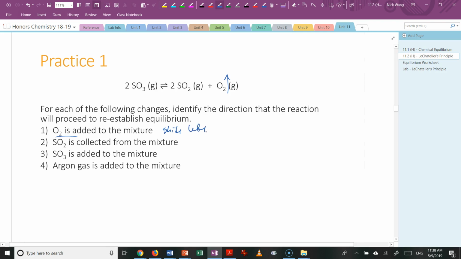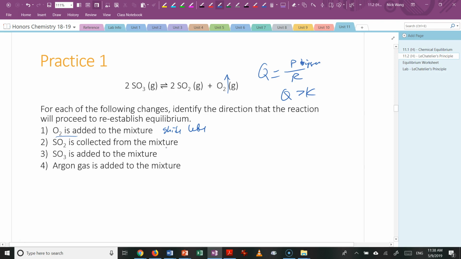Now, if you're not entirely sure, remember, how do K and Q compare? Well, now that I've added some stuff here, I'm going to have greater amounts of products. This is going to get larger. My reactants stay the same, so that means my Q is greater than the K that I had originally. And when Q is greater than K, it's going to shift to the left.